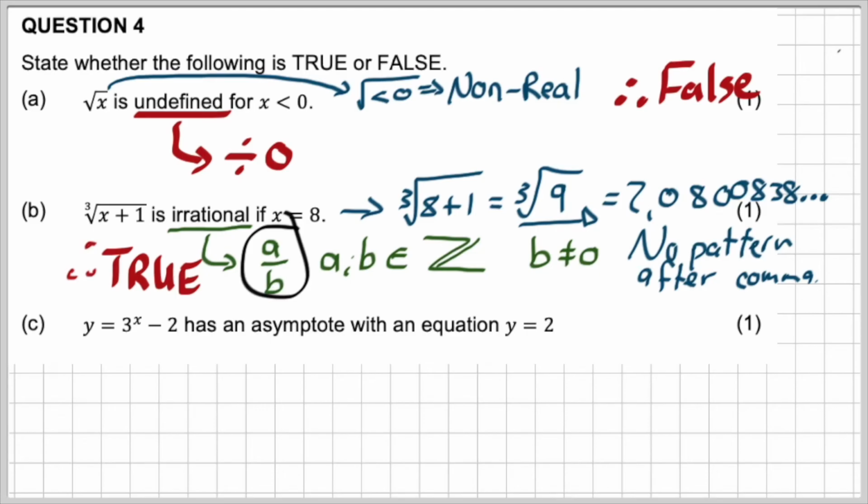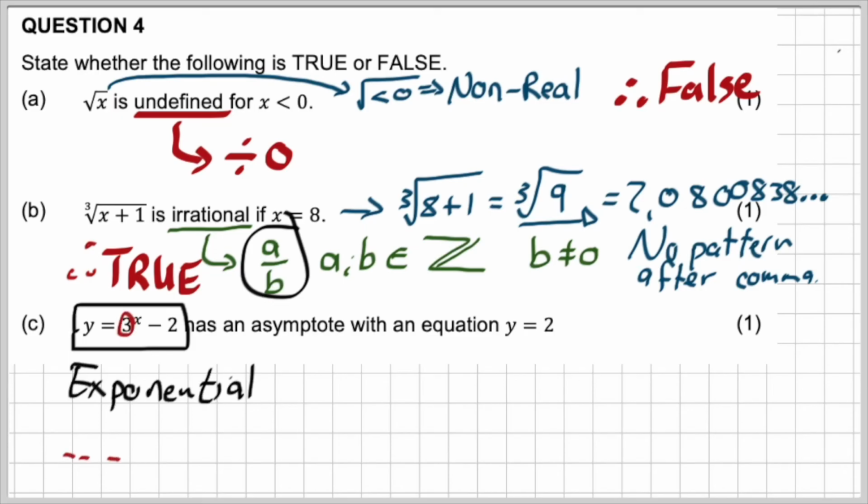Now let's look at the C part. Now this goes over to graphs. What kind of graph is this? Well, it is an exponential. It's a very special exponential, which lies above the asymptote because it's positive. The 3 says it goes away from the asymptote. We'll talk about that in a further video later on. And the negative 2 is my asymptote.